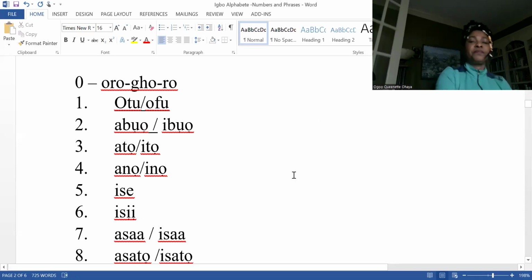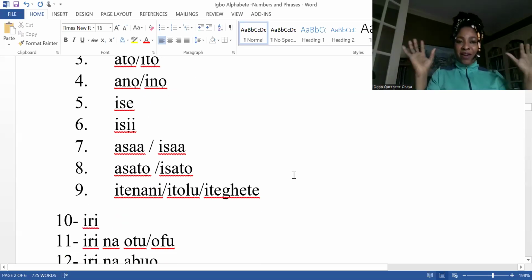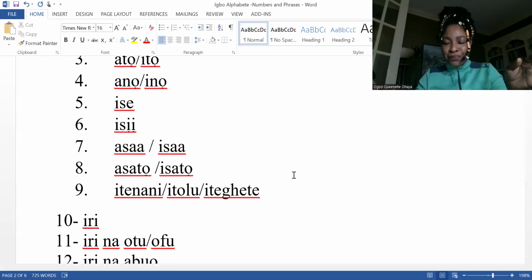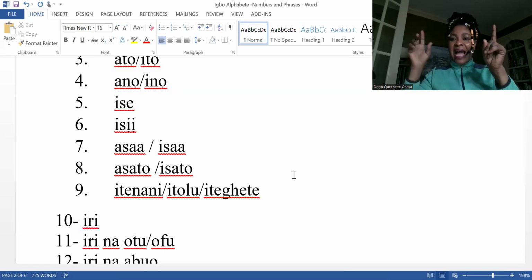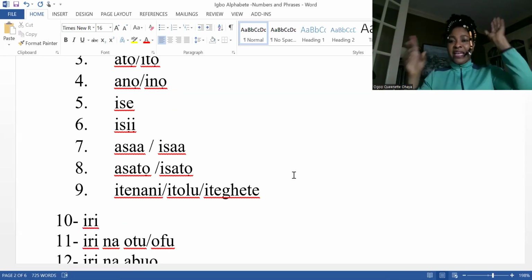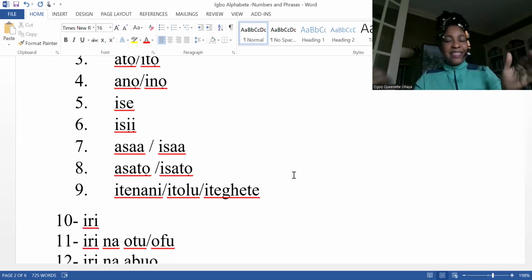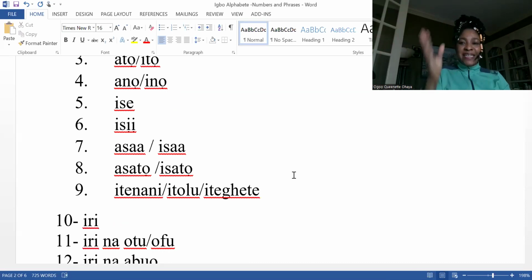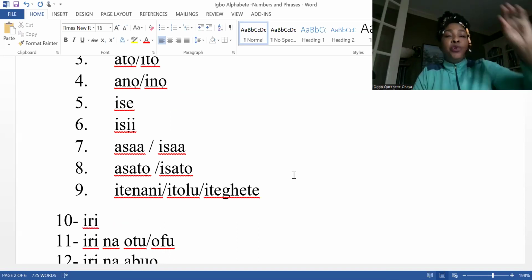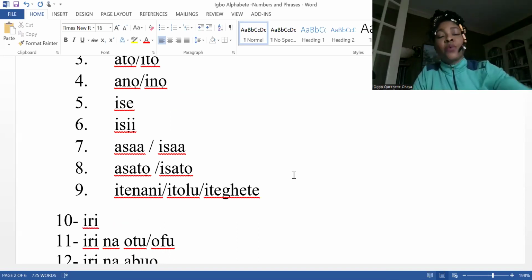Okay, all right. So now, once you get to iri, when you're going to 11, iri na otu, iri na abụọ, iri na atọ, iri na ise. You see the pattern here? Iri na isii. If you don't know 1 to 10, you won't be able to do it. You must learn your numbers 1 to 10 first. If you don't know it, you can't plug it in. You have to know it.